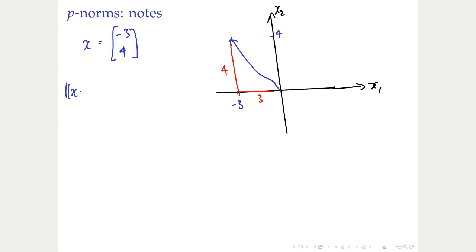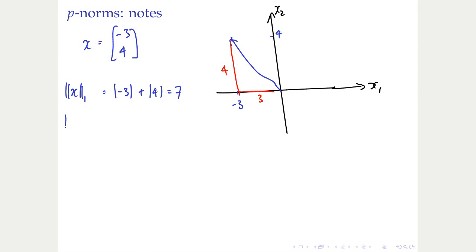Okay, so the 1 norm of x is equal to the absolute value of -3 plus the absolute value of 4, which is equal to 7. So the 1 norm of a vector is basically the distance you'd have to travel from the origin to your destination if you can only travel in perpendicular right-angled directions. Okay, so you can see why it's sometimes called the Manhattan or taxicab norm, because it's the distance that a taxi driver would have to drive around city blocks to get from point A to point B.